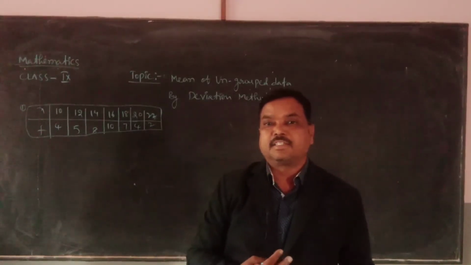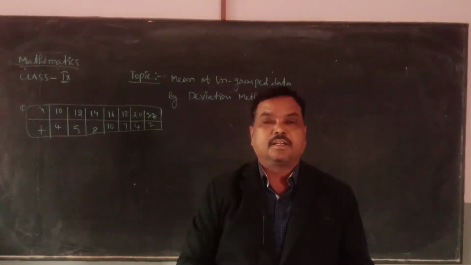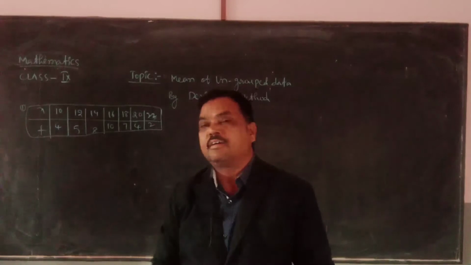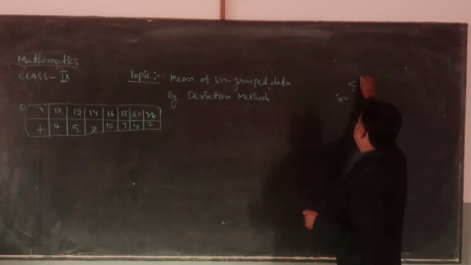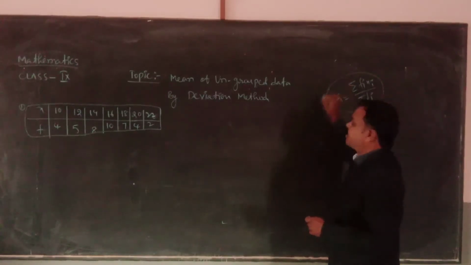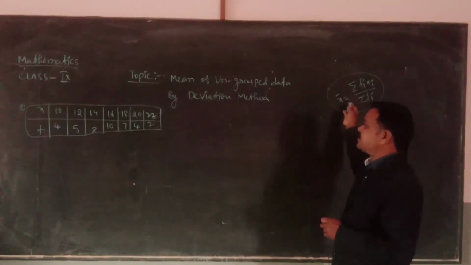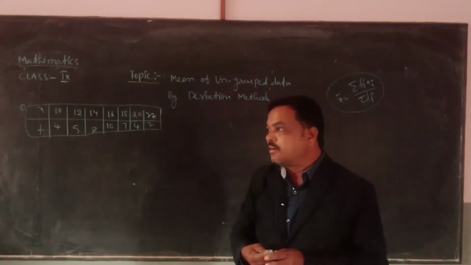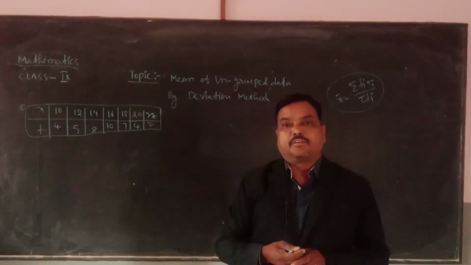Hi students, in the last class we discussed how to find the arithmetic mean of ungrouped data by using the simple method, that is sum of all observations by number of observations, or the formula is x bar is equal to sigma fi xi by sigma fi. This is the formula to find the arithmetic mean of ungrouped data by using the simple method. This method is useful when the observations or frequencies are given as small numbers, then we can use that simple method to find the arithmetic mean.